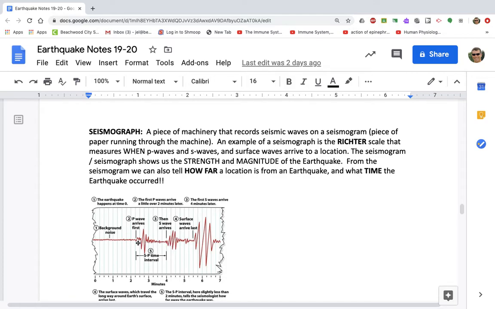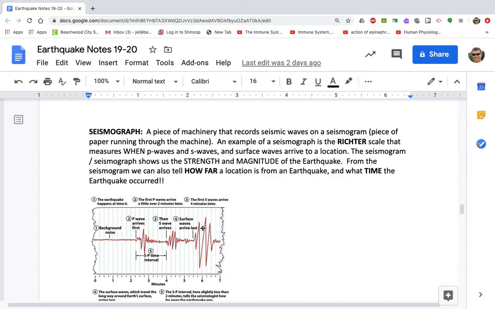And I want you guys to notice this thing right here. This is called the time gap. And that is the difference in arrival time of the first P wave and the first S wave. When we can find out how much time it has been since those two waves arrived, we can find the distance to an earthquake. And we're going to be doing that in today's activity in a little bit.